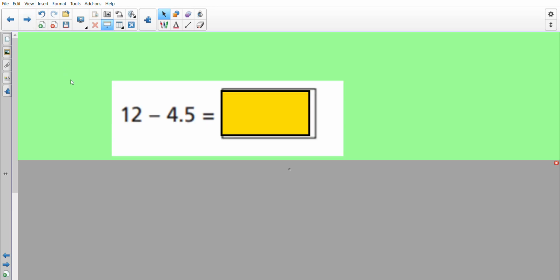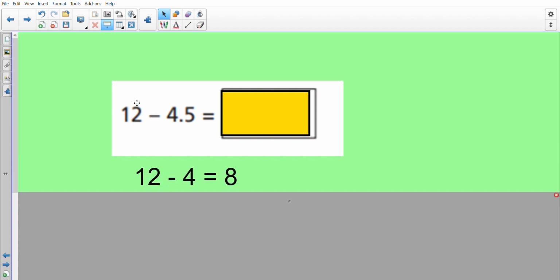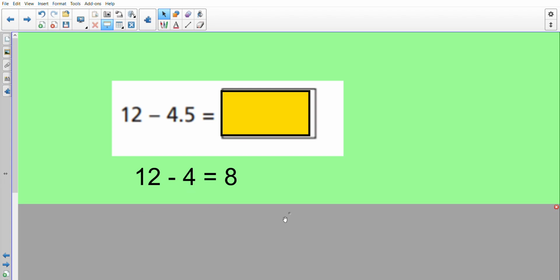And we've got one more here. I'll let you have a go at this one first of all, so pause the video and have a think about this. And now we'll go through it. So 12 take away 4.5. Well, we'll start off by doing 12 take away 4 equals 8. And next we need to do 8 take away this 0.5. So 8 take away 0.5. Have a think about that yourselves.